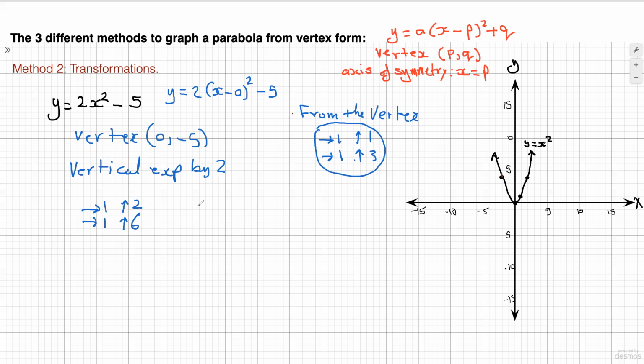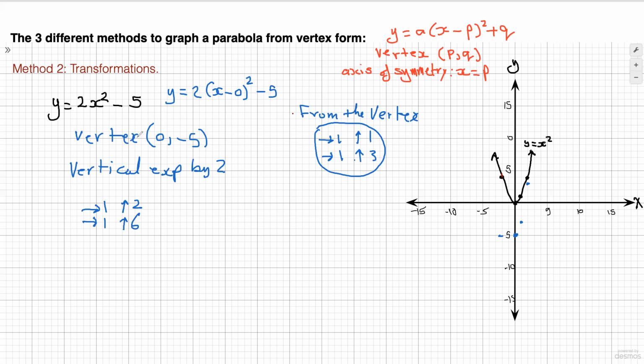So let's go and plot my vertex first. So 0 and negative 5, which is right here. Yeah, so that's a negative 5 right there. So that's my vertex right here. Now what do you want to do? Follow this. Out 1, up 2, so right there. And then from here, out 1, up 6. 1, 2, 3, 4, 5, 6. So my point is right here.